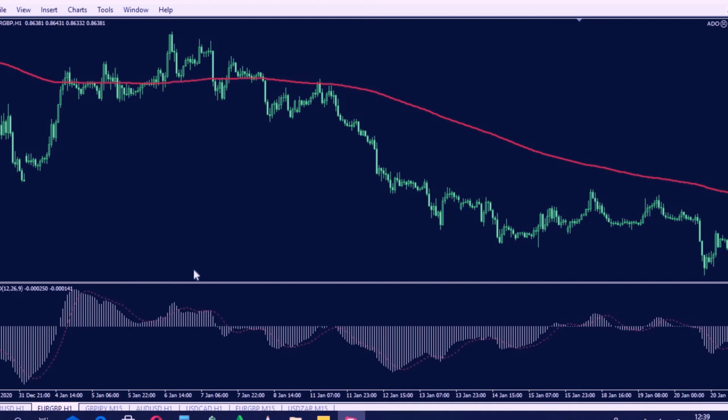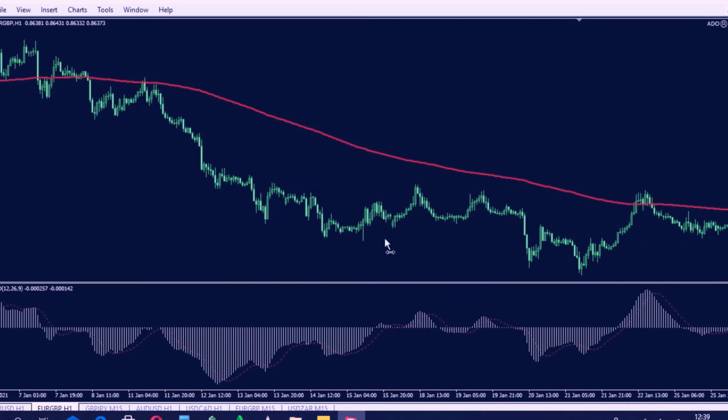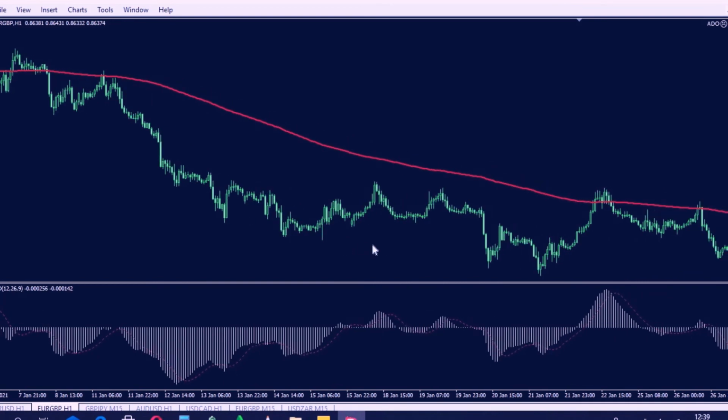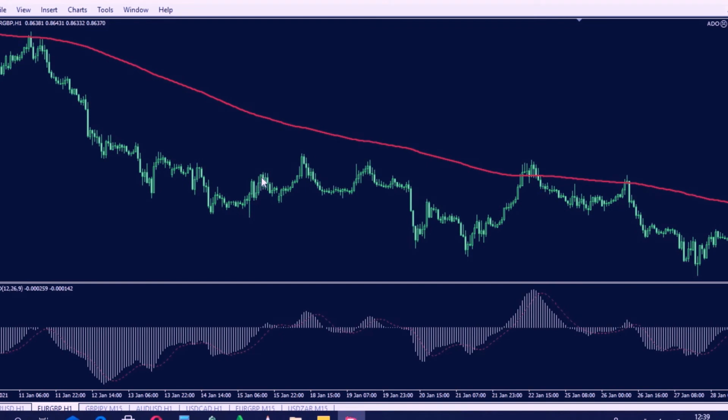I add the 200 moving average onto my chart. After adding the 200 moving average, I add my indicator that I'm going to use to trade. So in this situation, I added the 200 moving average and I added the MACD. After adding the MACD, if I'm looking for sell signals, I always wait for a crossover above the zero line.